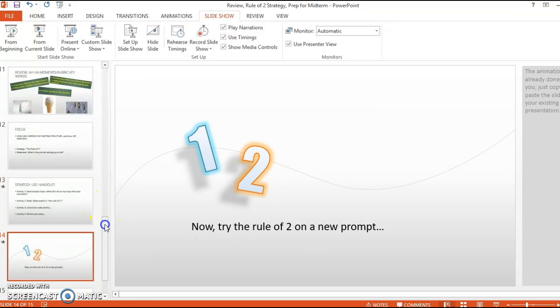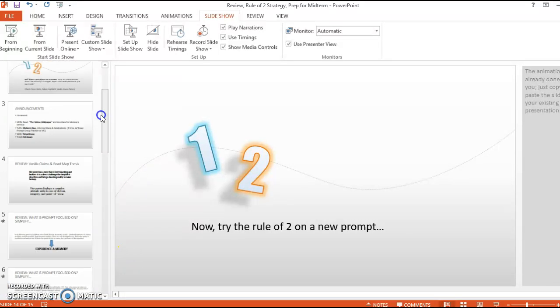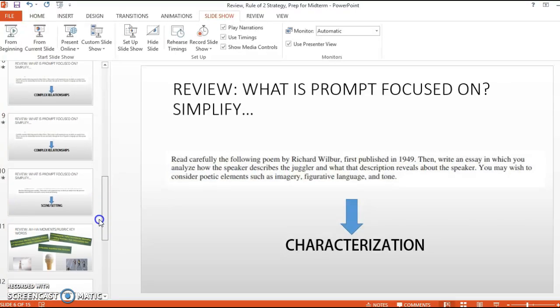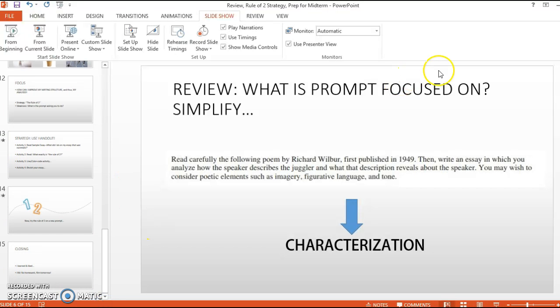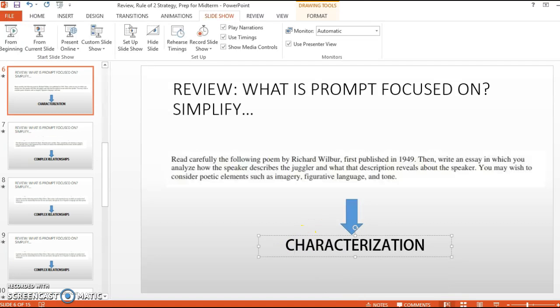Finally, I want you guys to try this on a new prompt. And see how you can apply this strategy, all the strategies actually, from the different review activities as well as what I think you should learn from the rule of two. So good luck, and once again, the biggest takeaways here, give me more. If you give me more, as the AP reader, I can reward you for what you do well. So good luck and happy writing.